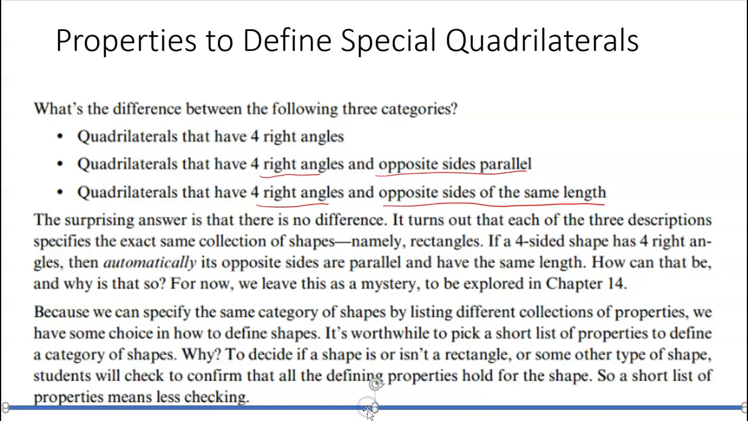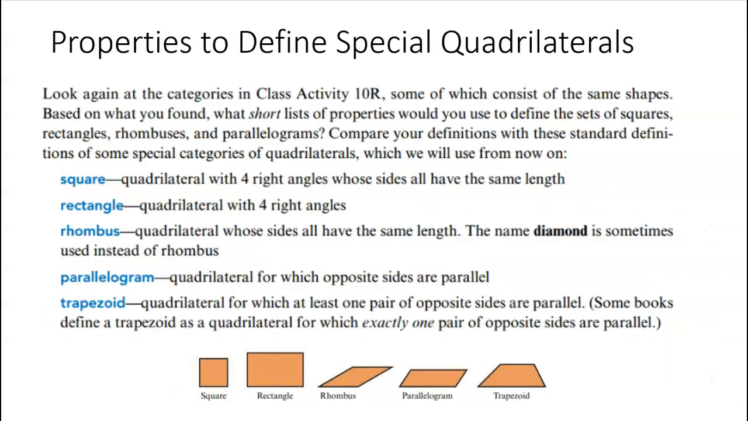Because we can specify the same category of shapes by listing different collections of properties, we have some choice in how we define it. So it's worthwhile to pick a short list of properties to define it. Why? To decide if a shape is or isn't a rectangle or some other type of shape, students will check to confirm that all the defining properties hold. So a short list just means less checking. Let's look at those properties.